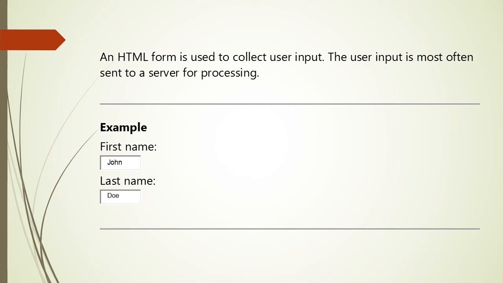An HTML form is used to collect the user input. The user input is most often sent to the server for processing. For example, for first name, a text box will appear and you input the name of the person, and likewise for last name.